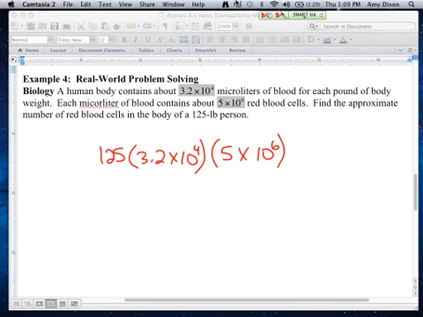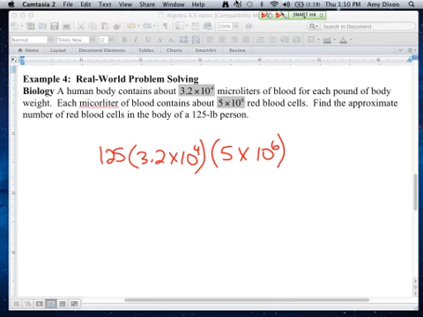Let's think about it as paint. If each bucket of paint had a gallon of paint in it, and we want to know how many gallons of paint are in 20 containers, did we multiply that? Do you see what I'm saying? It's just multiplying. This number gives you how many microliters there are in the body. And if you multiply this by this, you're going to get how many red blood cells there are. So we just basically multiply all the numbers.